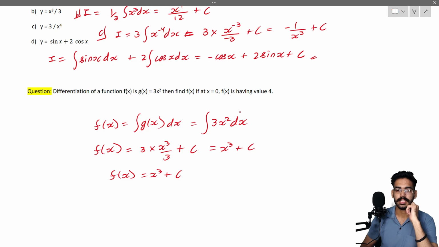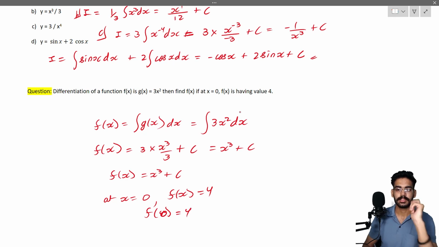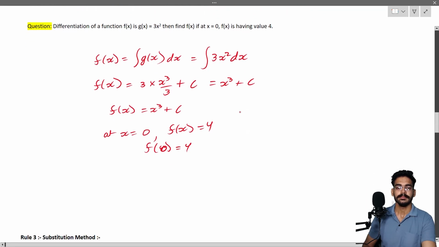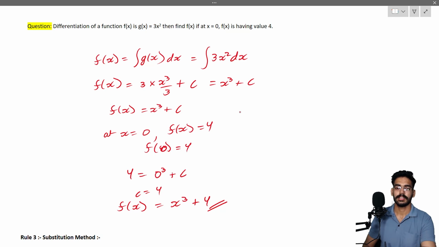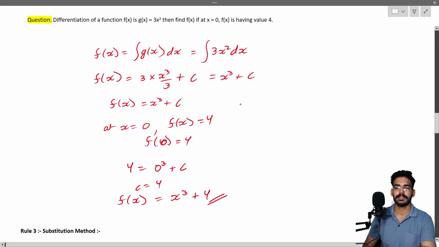given. So what is given here? That at x equal to 0, f(x) is 4, right? So f(0) is given as 4. You put this value here, so what will you get? 4 is equal to 0 cube plus c, so c equal to 4. So your final answer, f(x), is x cube plus 4. So for calculation of c, you will have been given the information.